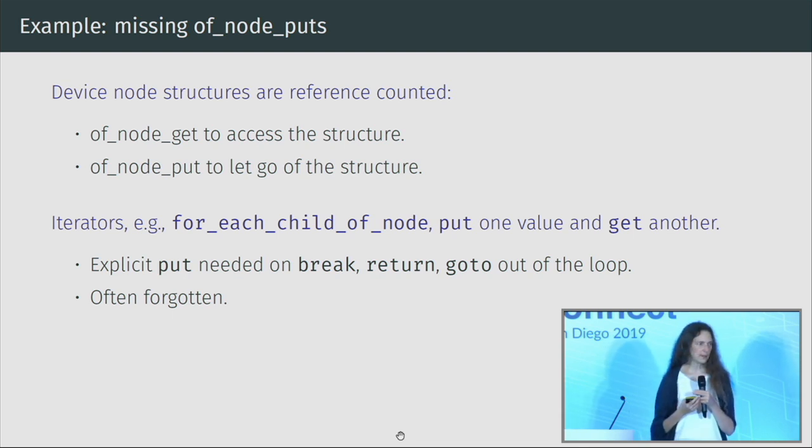But the problem with that is something that is hidden, then you often forget about it. And the problem is if you jump out of these loops, then you're not going to put the thing on the iteration where you jump out of it. So before jumping out, then you actually need to have an of_node_put.